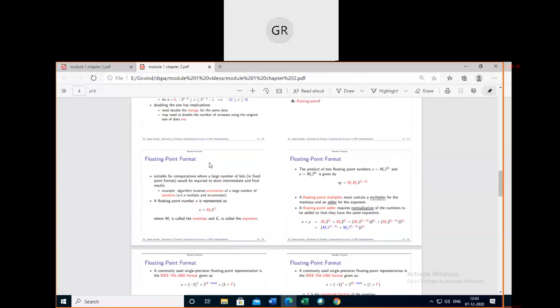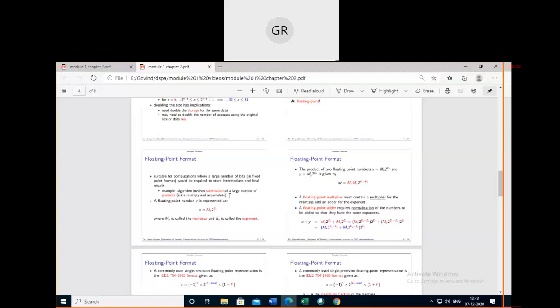Next, one more number representation format is the floating point format. One is already discussed, fixed point, which has fixed point integer and fixed point fractional. Now the floating point format. This floating point format is suitable for computation where a large number of bits would be required to store intermediate and final results. For example, an algorithm involving summation of a large number of products, multiplier or accumulator.